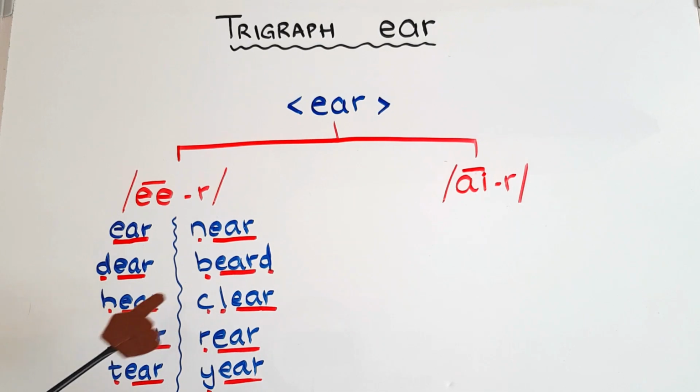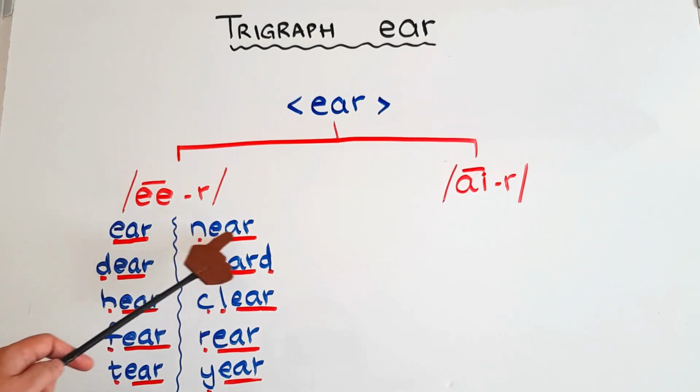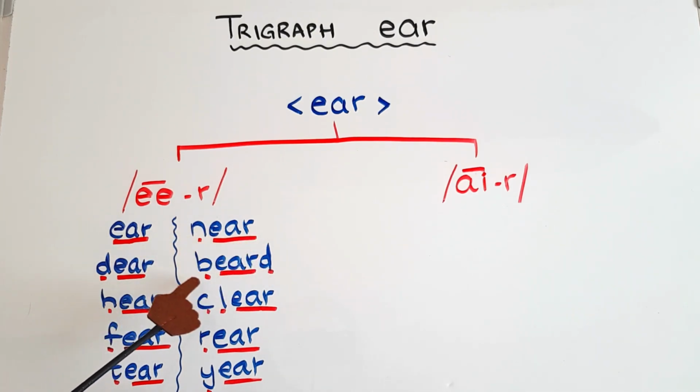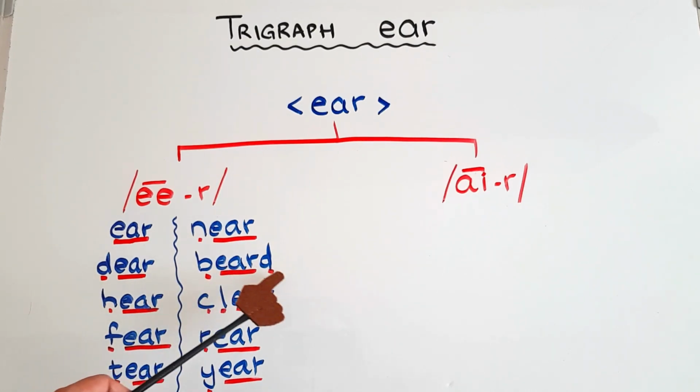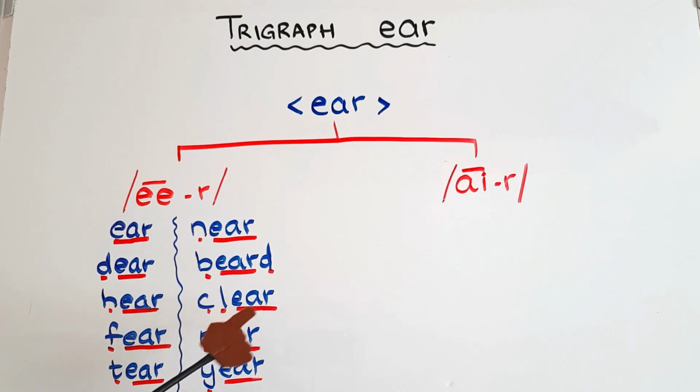Ear, hear. F, ear, fear. T, ear, tear. N, ear, near. B, ear, bear. D, beard. K, ear, clear. Ear, rear. Y, ear, year.